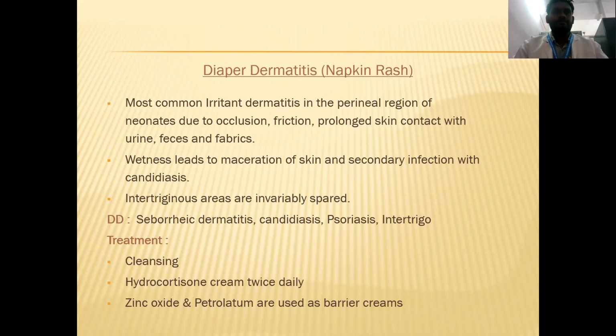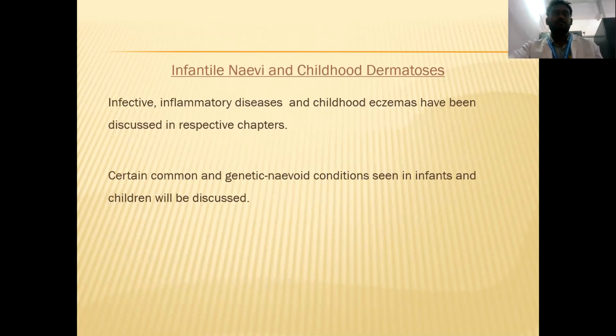Generally, the intertriginous areas are spared here, and differential diagnoses which we should consider here will be candidiasis, seborrheic dermatitis, infantile psoriasis, and also intertrigo. So treatment will be cleansing, and we can also consider giving milder steroids such as hydrocortisone cream 2 times per day, and then zinc oxide or Vaseline can be used as barrier creams.